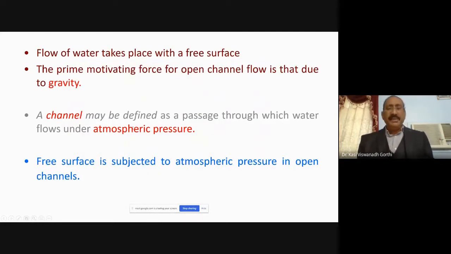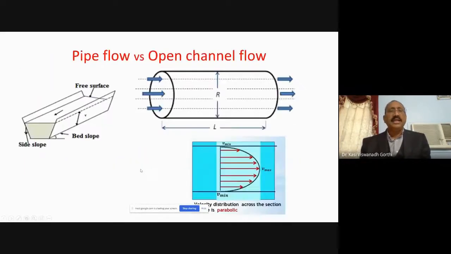So a channel may be defined as a passage through which the water flows under atmospheric pressure. In the case of a pipe flow, the water flows under pressure different from the atmospheric pressure, whereas in the case of an open channel flow, the water flows under atmospheric pressure. So a free surface will be provided. The free surface exists, and the free surface is subjected to the atmospheric pressure in the open channel.